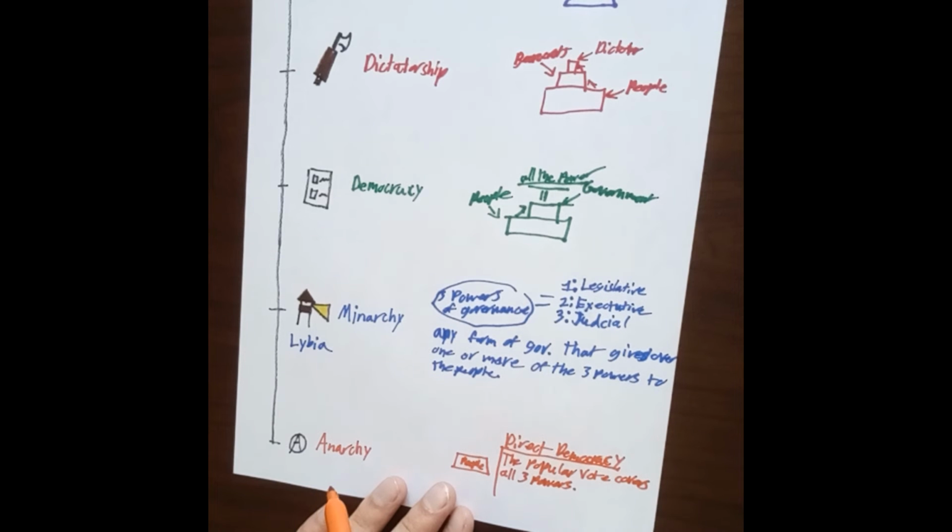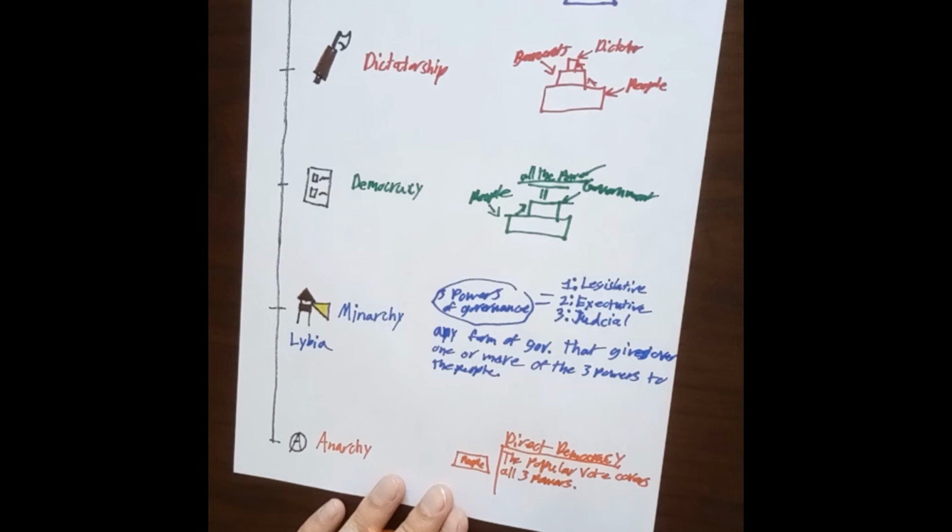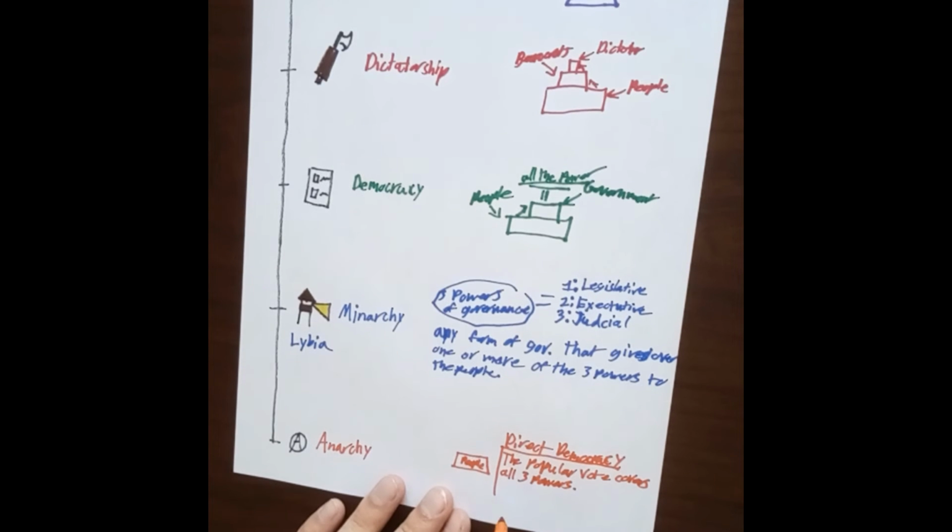So, in order to be anarchist, you not only have to be monarchist, you have to give over all three powers to the people. You see, under a monarchy, all you have to do is give over one, which is usually what happens. But in anarchy, you have to give over all three. It has to be given over in the vote.